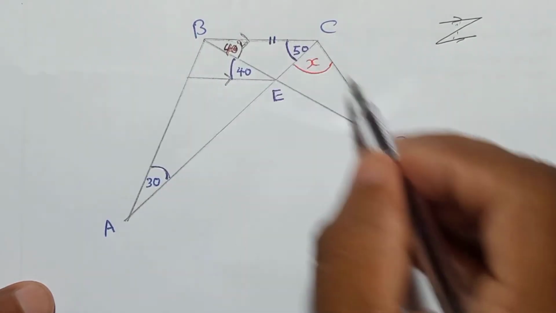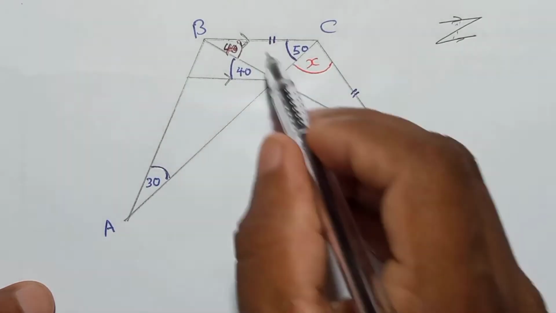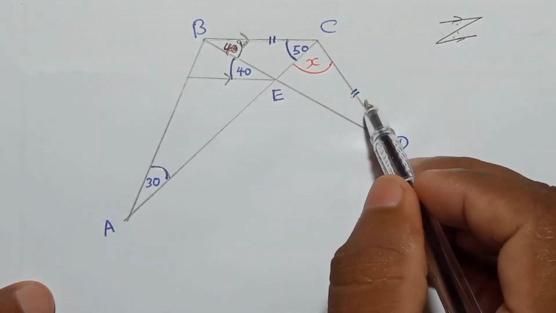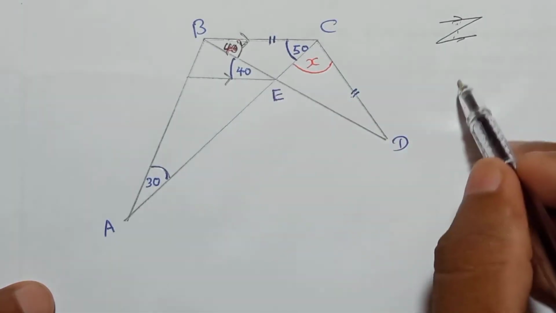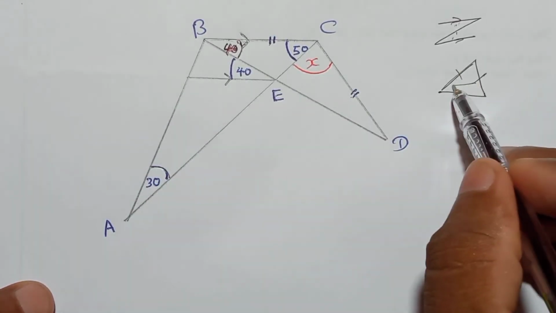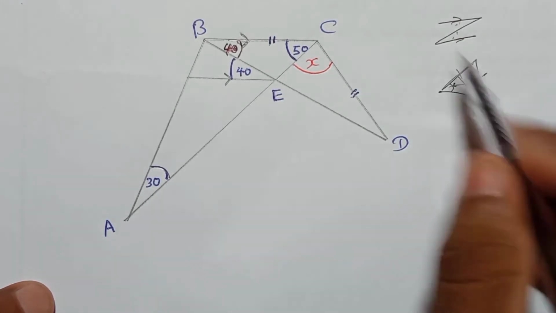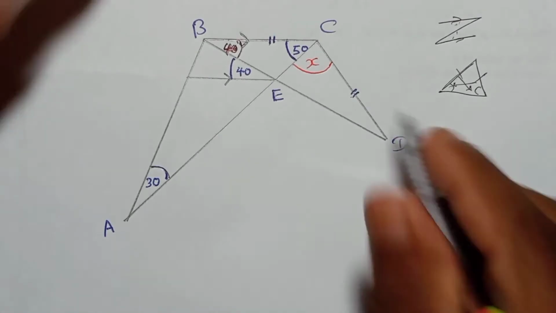And not only that, BC and CD are equal, no? They put this sign, that means these two are equal. That means it is an isosceles triangle, right? Like this way, if you have an isosceles triangle, the angle in front of an equal side should also be equal. That's the thing we have learned, right?